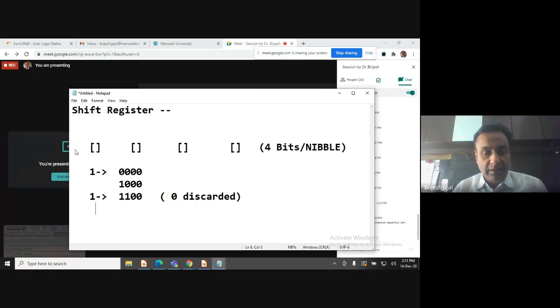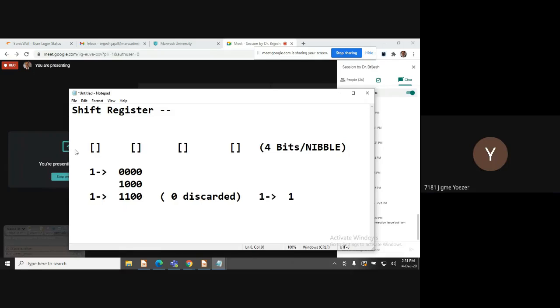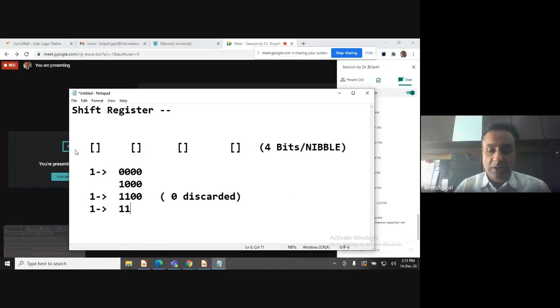Is it clear? Now when I say again 1, I put 1. So what will it become? Yes, 1 1 1 0. It becomes 1110. Again 0 is discarded. Clear? So this is very clear, just like playing a game. But you have to understand. Unless and until you understand the concept, there is no meaning. So that's why step by step I'm showing you. What is discarded here?